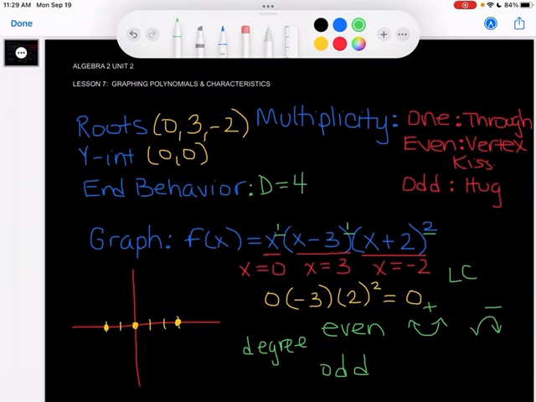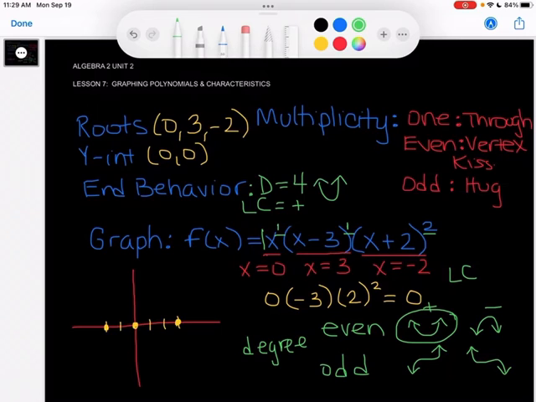Now, if you have an odd degree, then the arms go in opposite directions. If the leading coefficient is positive, then the right arm is up. If the leading coefficient is negative, then the left arm is up. It looks like this. So in this case, our degree is 4, so it's even, and our leading coefficient is an understood positive 1. So our leading coefficient is positive and our degree is even, so both arms are going to go up.